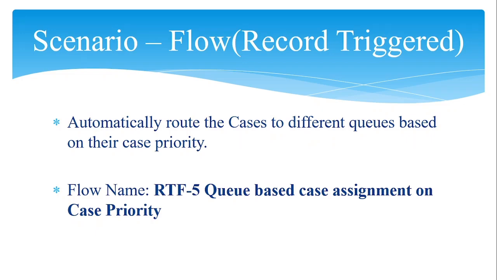So here we are going to take the flow name as Record Triggered Flow 5, as this is the fifth scenario of record triggered flow: queue based case assignment on case priority. So let's do this by using the record triggered flow to assign the cases to a particular queue based on their priority, like high, medium or low.